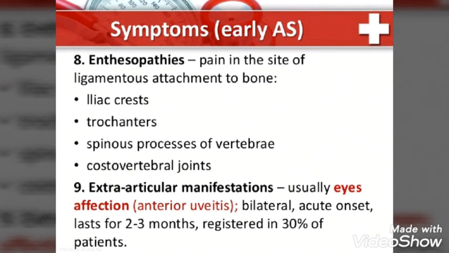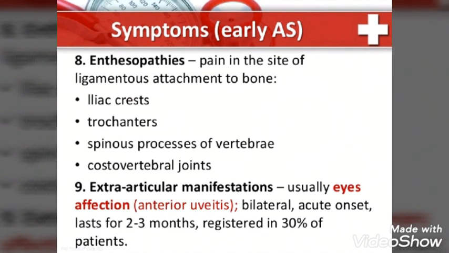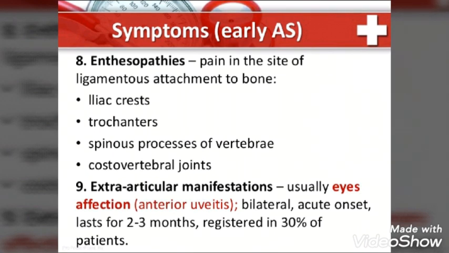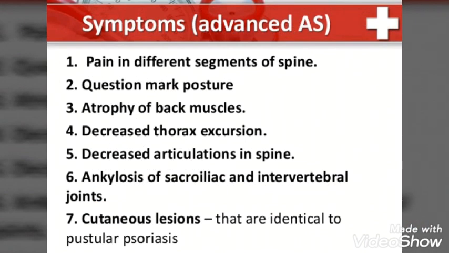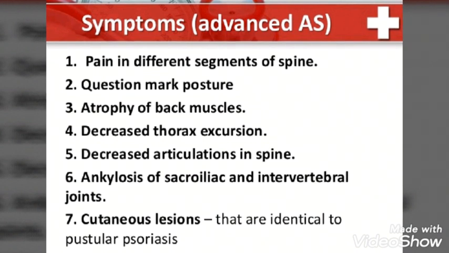Then you will be having extra-articular manifestations, usually eye affections, bilateral, acute onset, lasting for 2 to 3 months. So these are some extra ones you can see. Then for the late symptoms, you can say advanced symptoms, you'll be having pain in different segments of the spine.